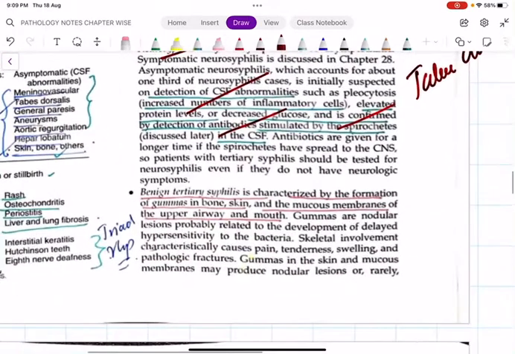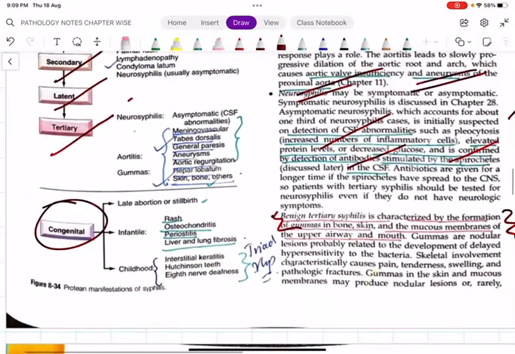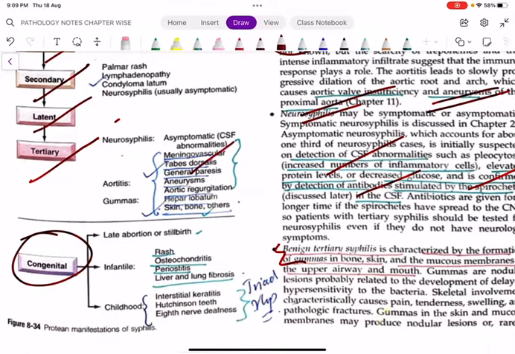And benign tertiary syphilis is characterized by the formation of what we call gummas. I will explain what gummas are very soon, in bone, skin, and mucous membrane of upper airway and mouth. You can see here tabes dorsalis, aortic regurgitation, aneurysm, and gummas.